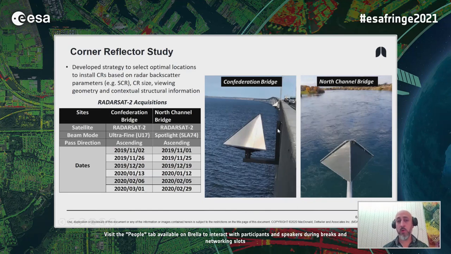We have pre-built corner reflectors with inner lengths of 52 centimeters. These were the optimal locations we found, and we analyzed around six scenes for each of these stacks. These were installed at the configuration bridge and at the north channel bridge, but we were particularly interested in the configuration bridge where our results were not optimal.